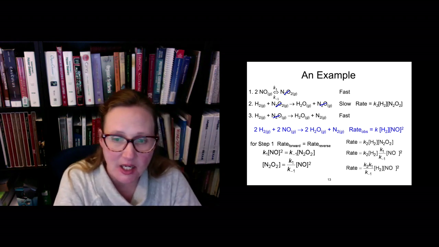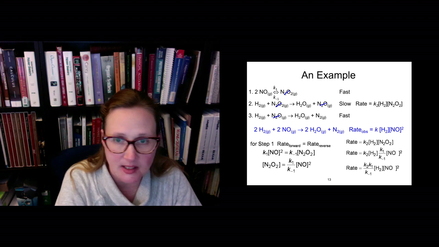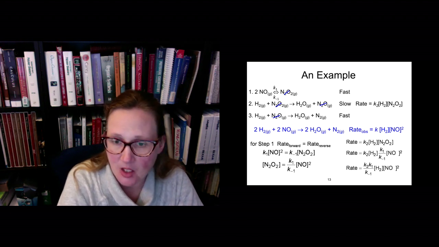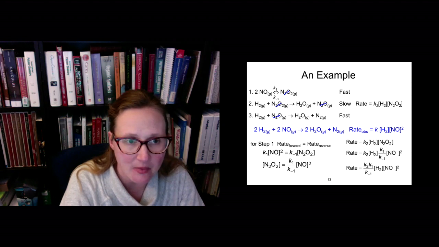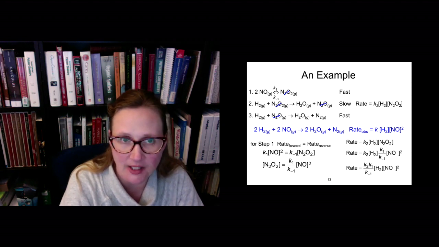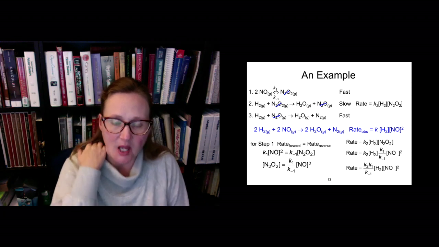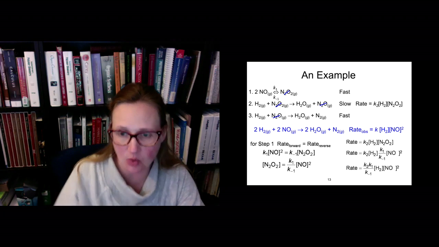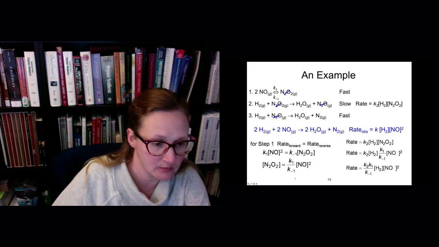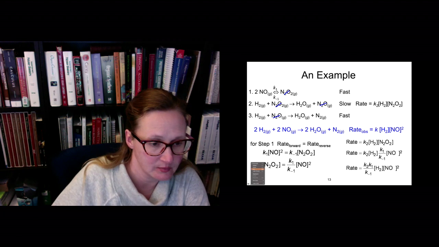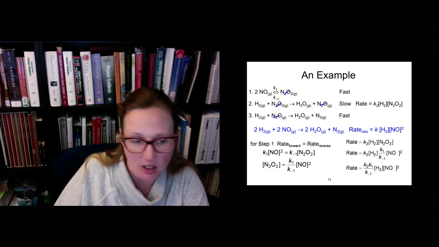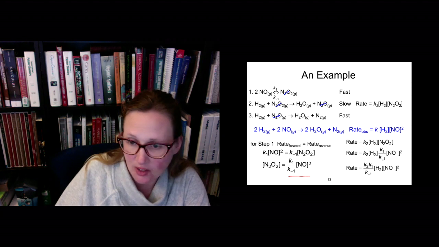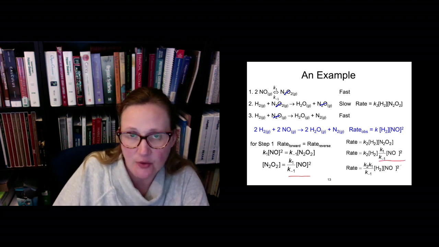So let's take step 2. In step 2 we can write our bimolecular reaction rate law as K2 times H2 times N2O2. Remember N2O2 is our intermediate, so we need to get rid of it. But we've already solved for what N2O2 is. So let's just put that into the equation. We are going to take our N2O2 and substitute it into the equation for the rate law above.